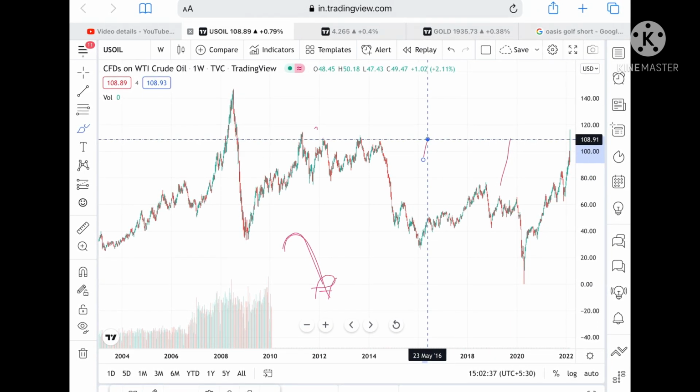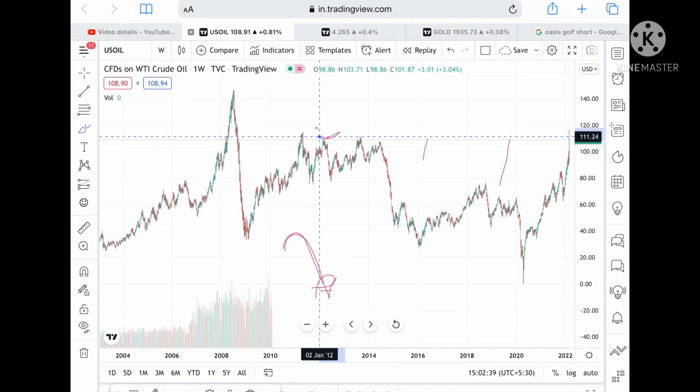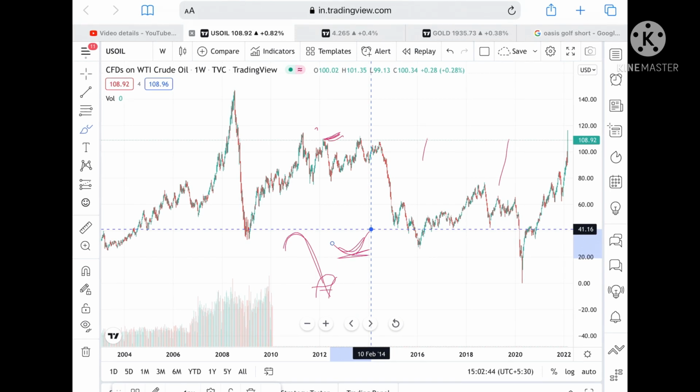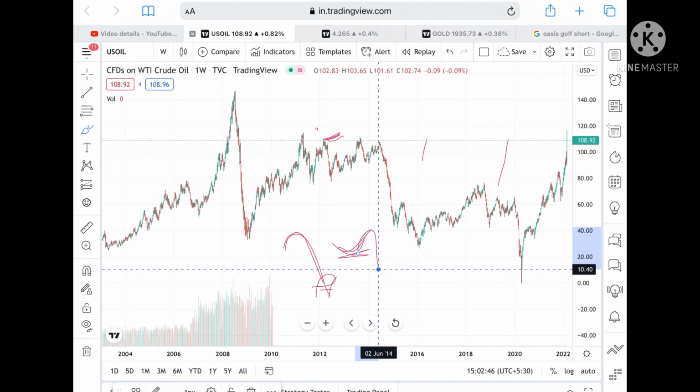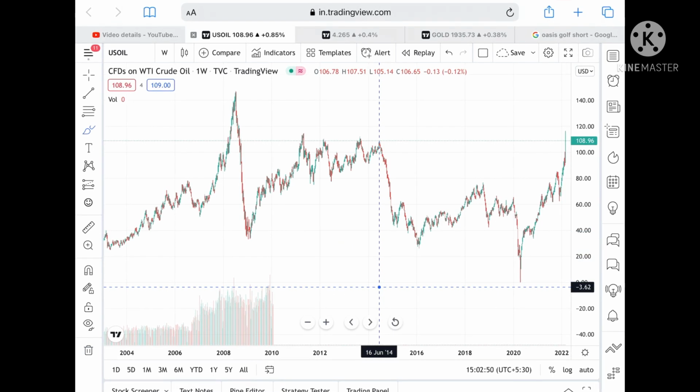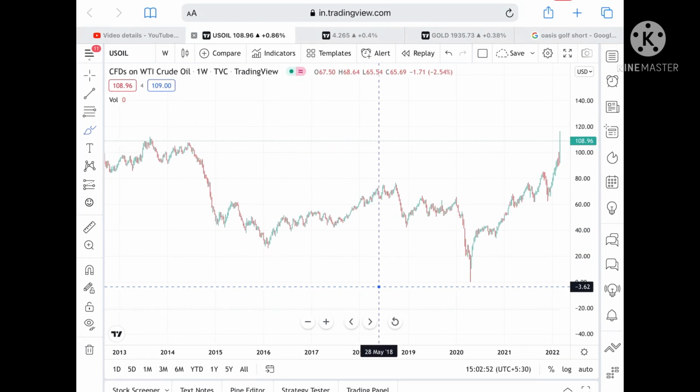We can see some bounce back if this support becomes strong, or if it doesn't hold this level, then it can fall further. So now if you look at the chart, it is currently trading at around 108.96.